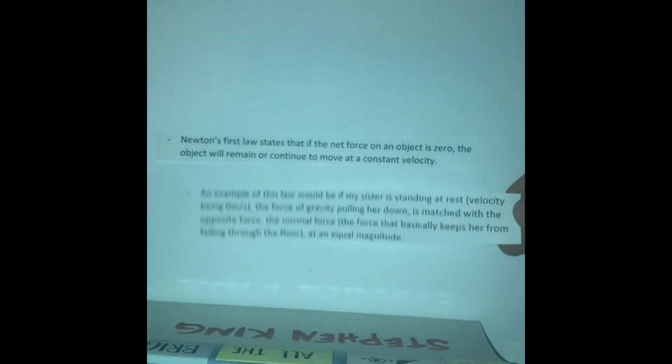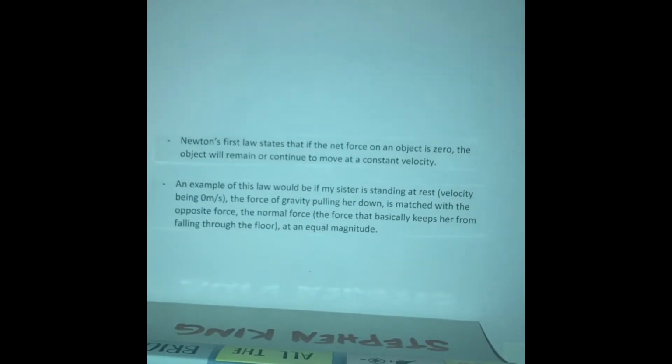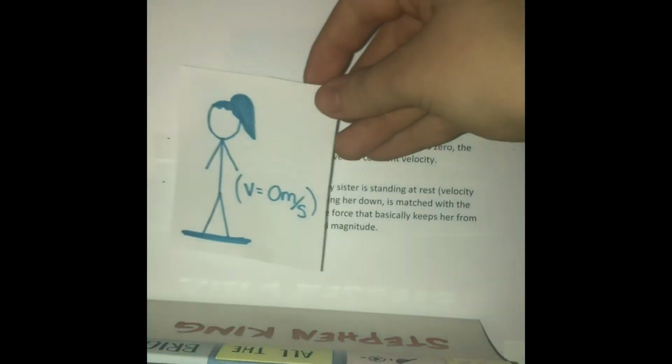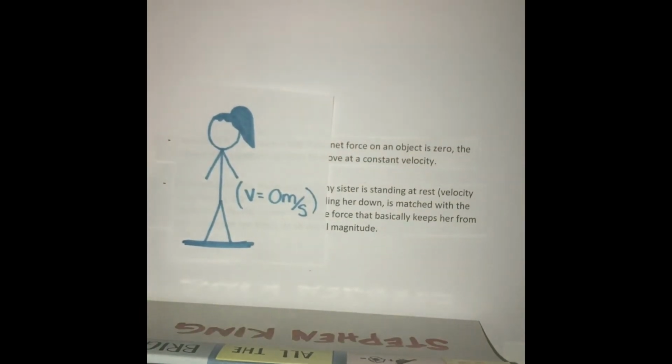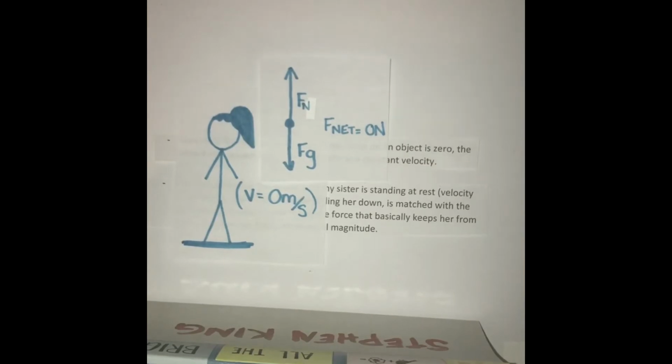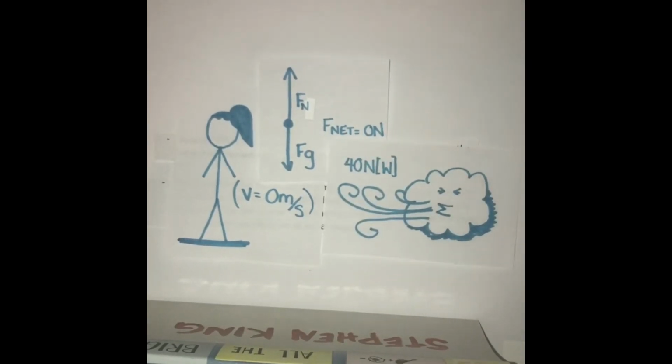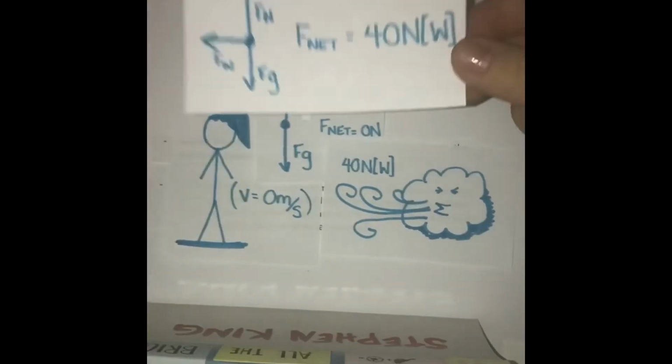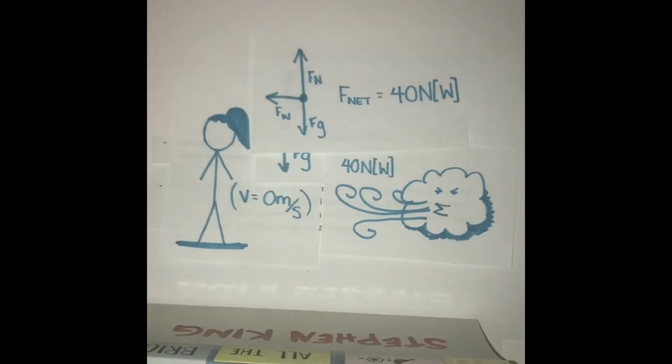Newton's first law states that if the net force on an object is zero, the object will remain or continue to move at a constant velocity. What this means is that if all the forces acting upon the object are balanced, the object's initial velocity will not be affected. An example of this law would be if my sister is standing at rest. The force of gravity pulling her down is matched by the opposite force, the normal force, at an equal magnitude. However, if there is a strong enough wind blowing towards her, those forces acting on her will become unbalanced, forcing her to tip over in the direction of the force of the wind that is pushing her.